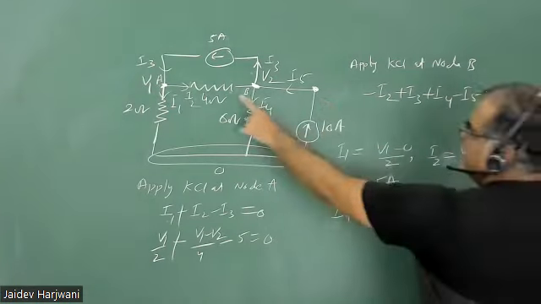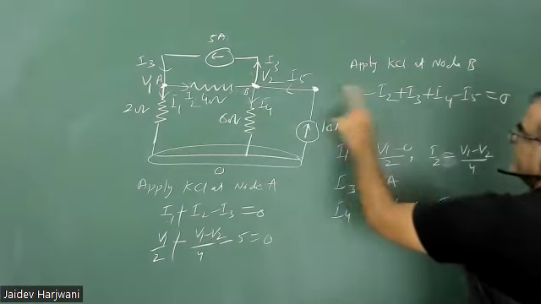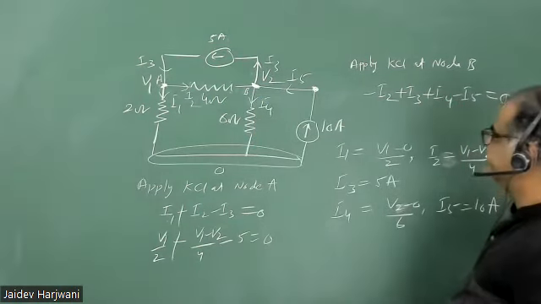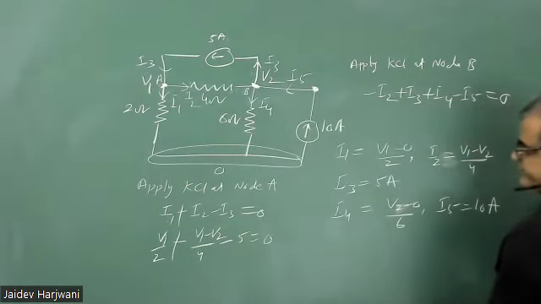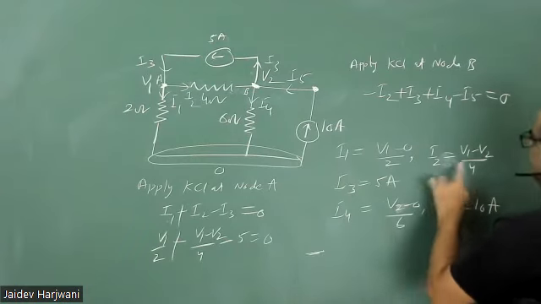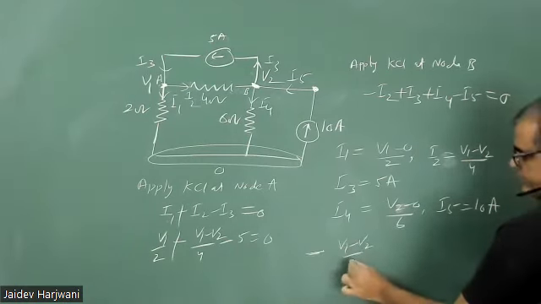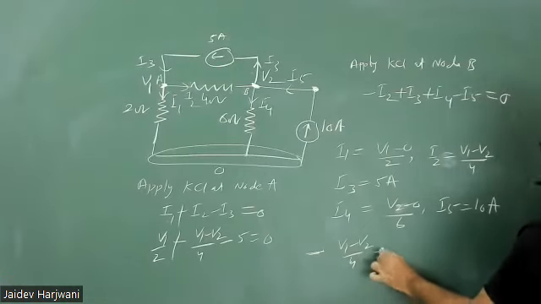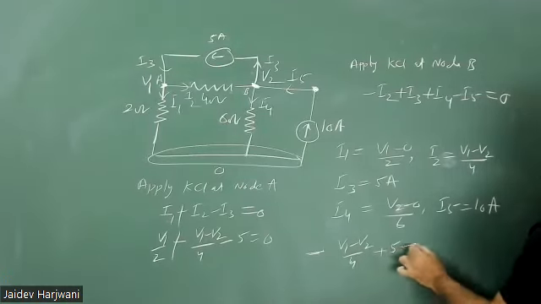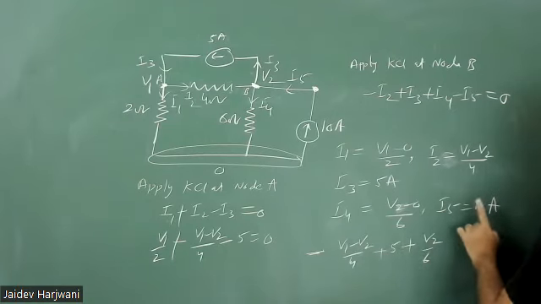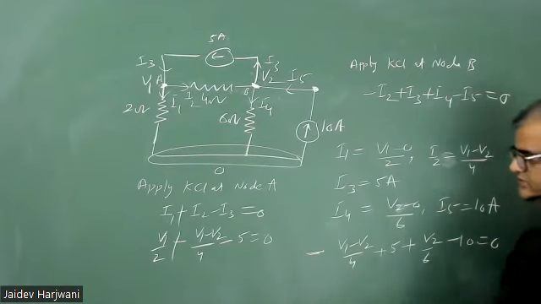I5 is incoming, I2 is incoming, so they are negative. I3 is outgoing, I4 is outgoing, so they are positive. Good. Now put here I2, which is V1 minus V2 upon 4, plus I3 which is 5, plus I4 which is V2 upon 6, and I5 is 10, minus 10. This will give you the second equation.